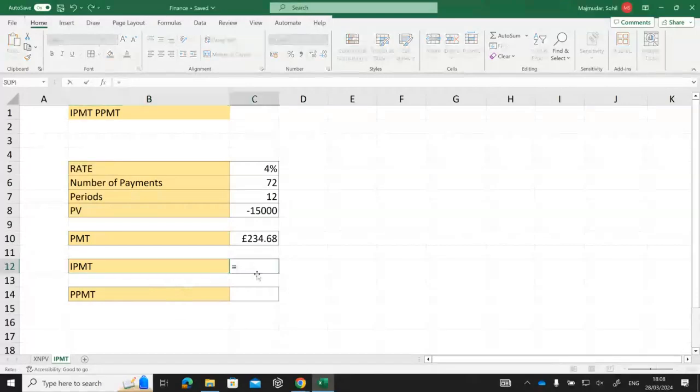You have to do equals IPMT and open a bracket. First thing you do is you click on the rate and divide by 12. Always divide the rate by 12.